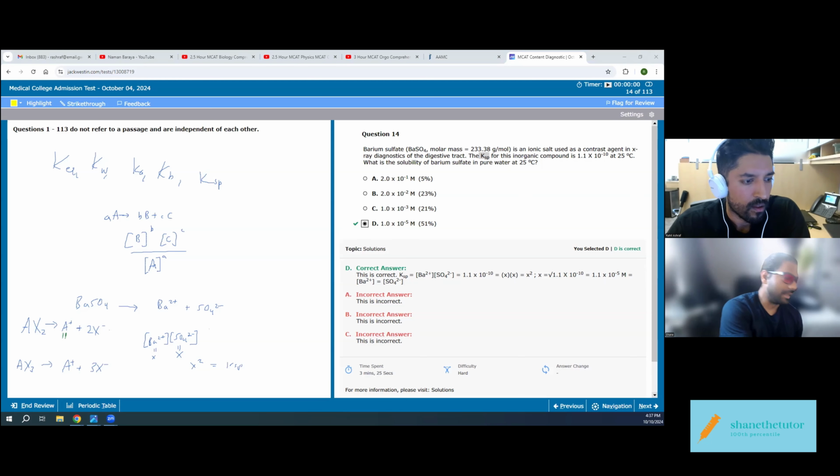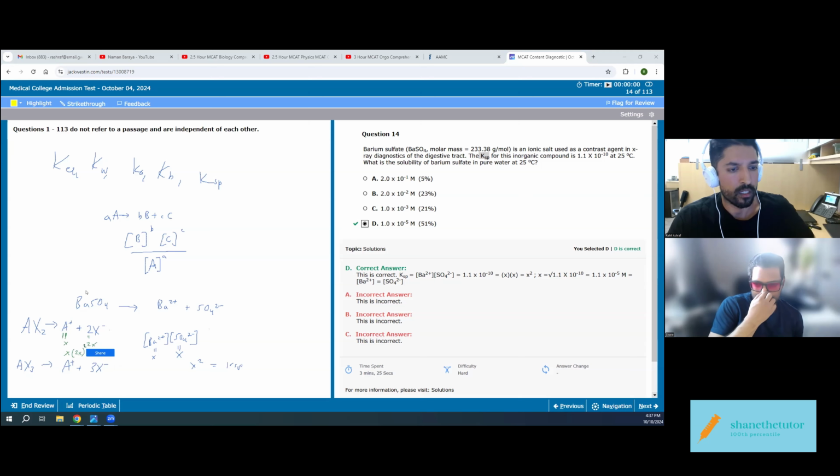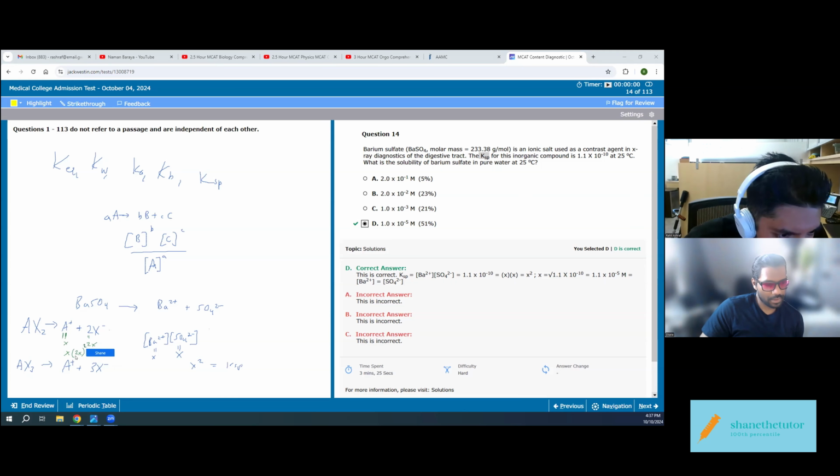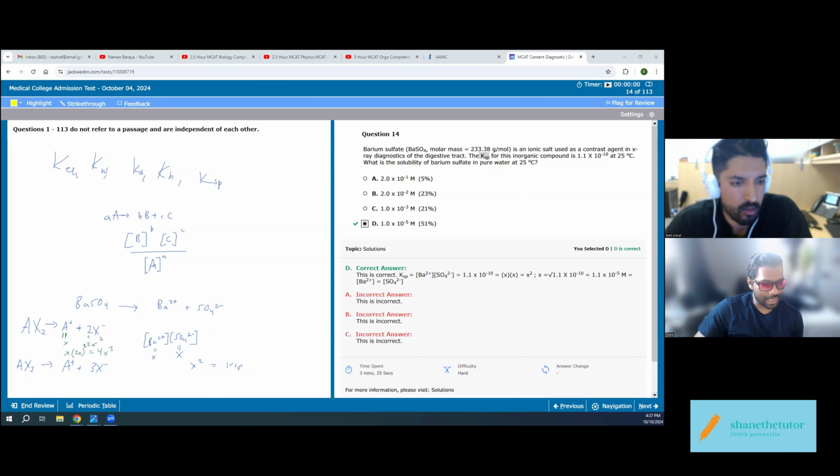So I didn't leave myself much room here, so I'm going to write this in green. This will be your x, this will be your 2x, and what you do here is x times 2x in parentheses squared. What would that give you? 2x squared. Oh, sorry, 4x cubed. Good, 4x cubed. So in this situation, that is what you would set to your Ksp.